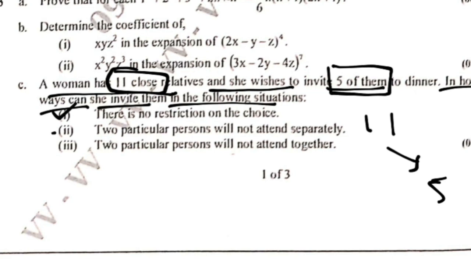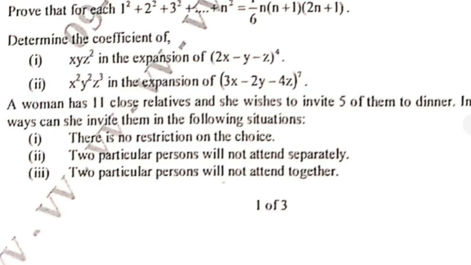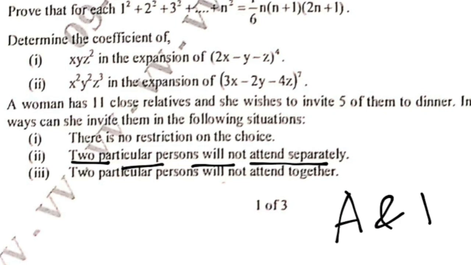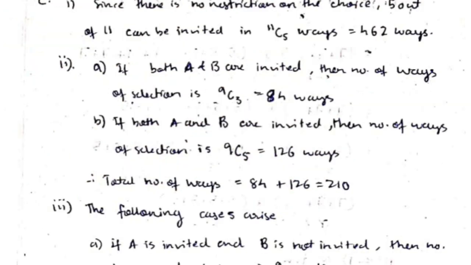Then the 3 cases are given, and we will discuss each of these cases separately. The first case is there is no restriction on the choice, so we will just use the normal formula to calculate the number of ways. The second case is, 2 particular persons will not attend separately. Suppose the 2 persons are A and B. If they are called, they will attend together; if they are not called, both will not come. So there are 2 options: either both will come or both will not come.